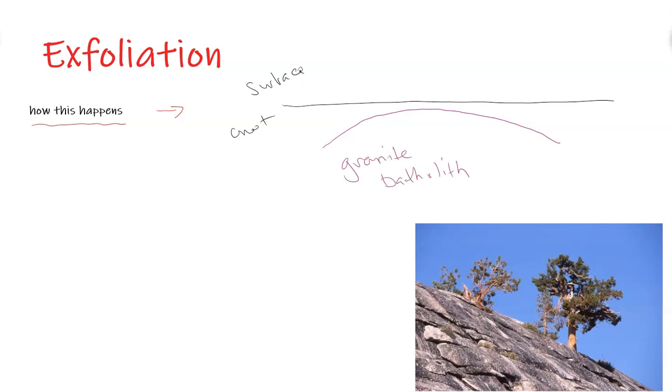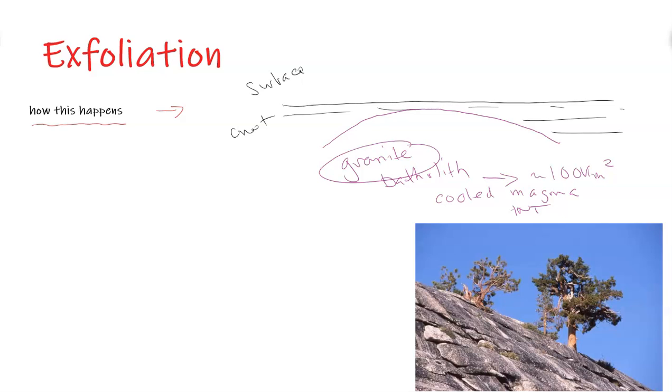batholith. Okay, so a batholith is a large area, usually around 100 square kilometers or above, which is cooled magma. So it's intrusive igneous rock, therefore granite is one of the main common types, and it is cooled and formed underground. Now you have your regular layers of soil and bedrock, maybe some sedimentary rocks here, maybe some metamorphic rocks, maybe some contact metamorphism around the granite as it cooled, but you have this rock.